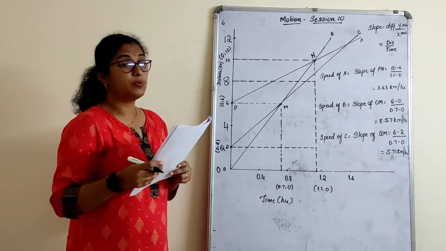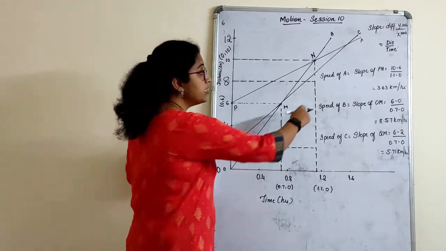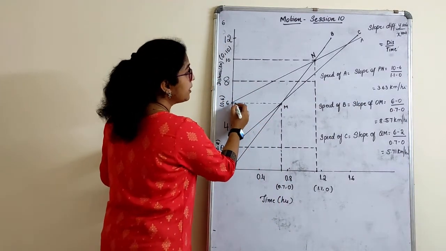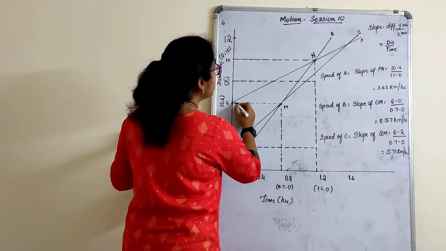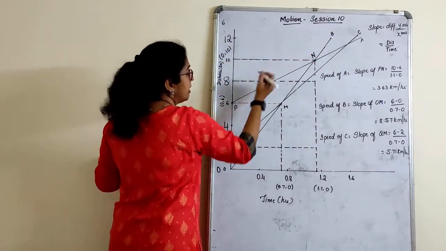So for all this we need to calculate the speed. Let's calculate the speed how I have done. Speed of A is given by slope of PN, because that is the A line there. So PN, how do we see?